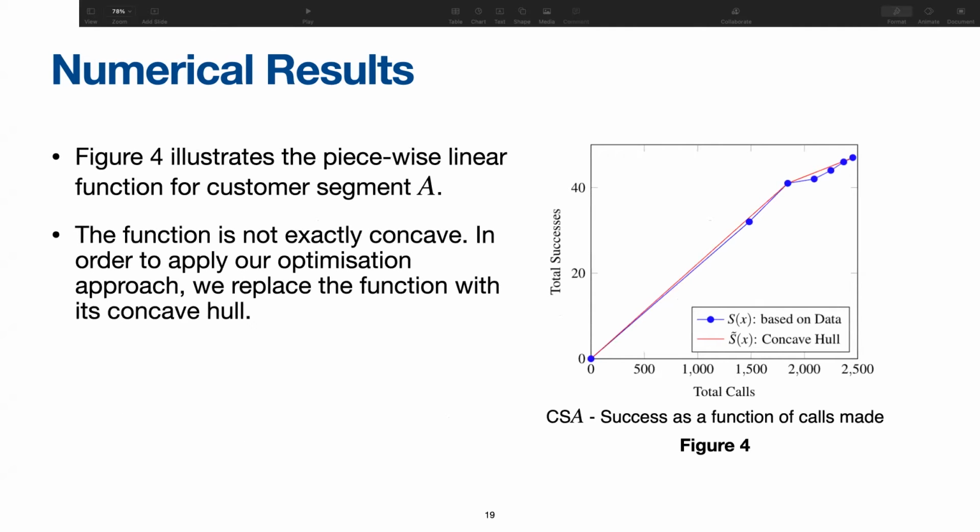So figure 4 illustrates the piecewise linear concave function for customer segment A. And as you can see, according to the figure there, it's not exactly concave. So in order for us to apply all the optimization approach mentioned before, we need to replace this function with this concave hull. What is based on data is defined in blue. And after applying the concave hull to this function, we obtain essentially the red line there.